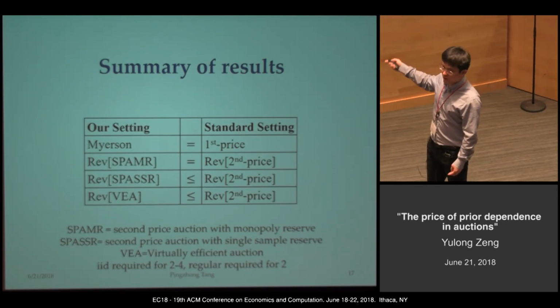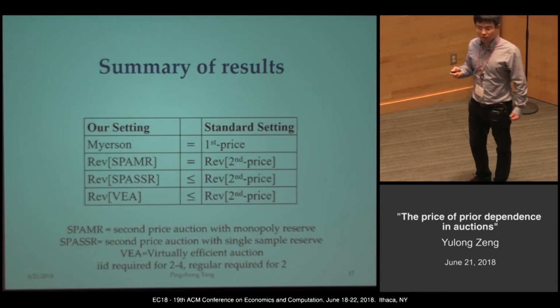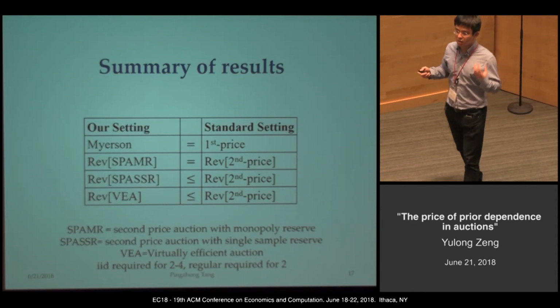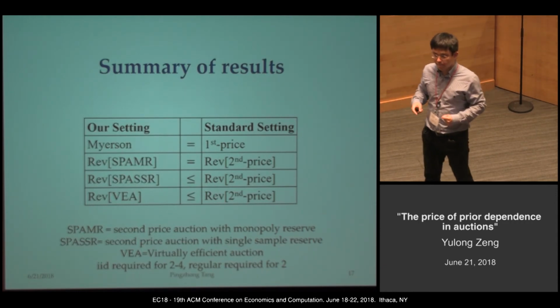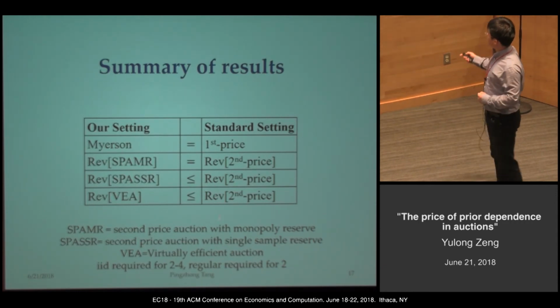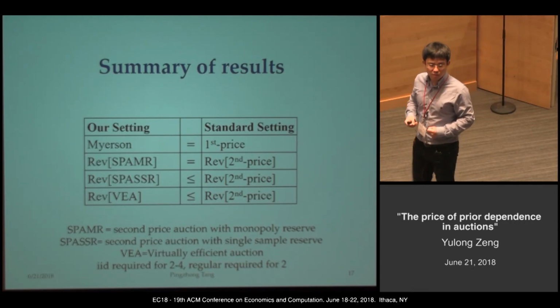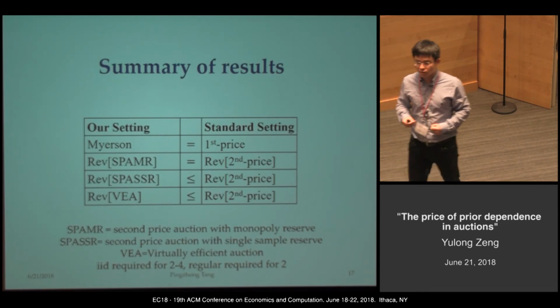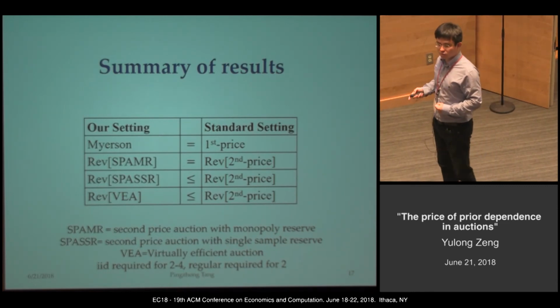And we also define a very general form of virtual efficient auctions, which means that you always maximize some kind of virtual values, but the virtual value is defined broadly. And yeah, so all these results suggest that the revenue of prior dependent auctions may not be as good as you expect it to be.